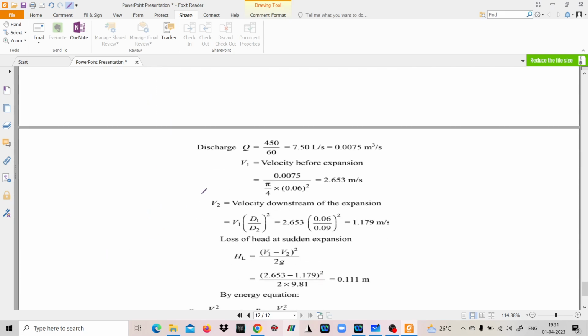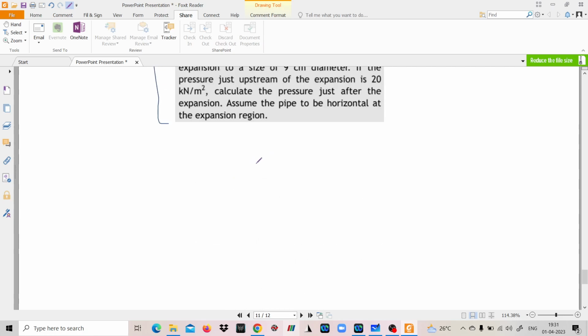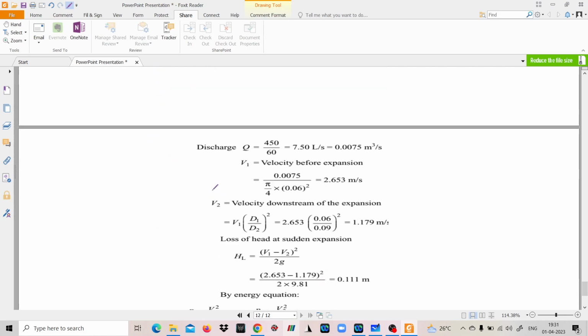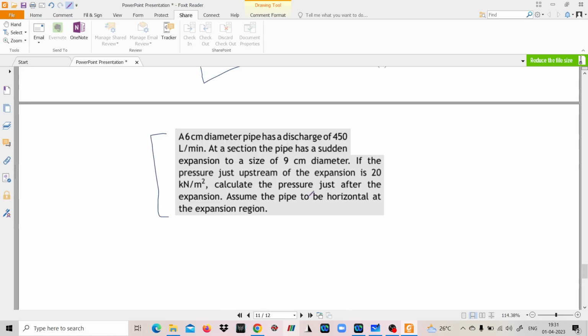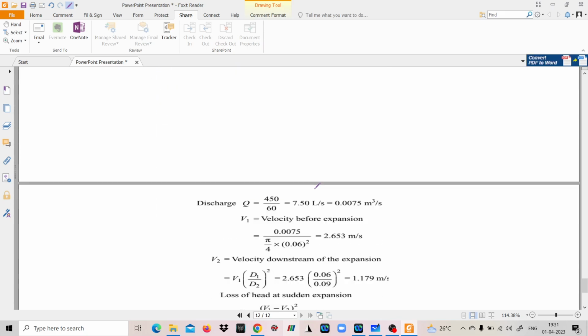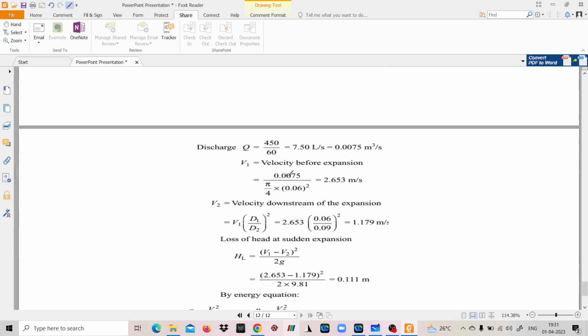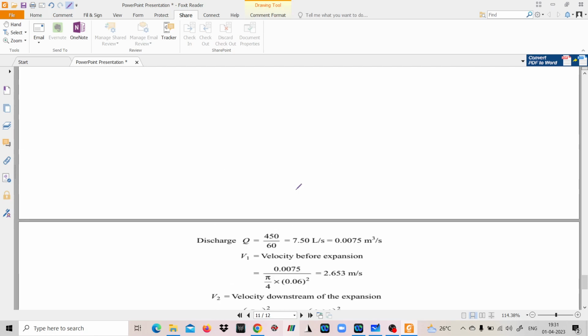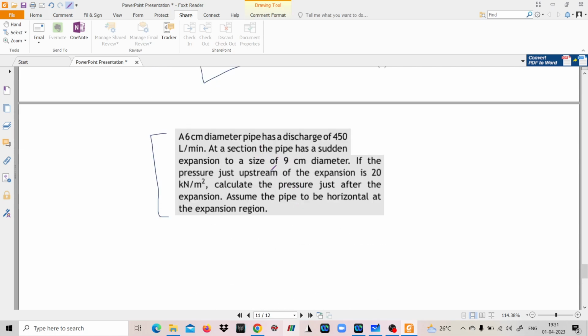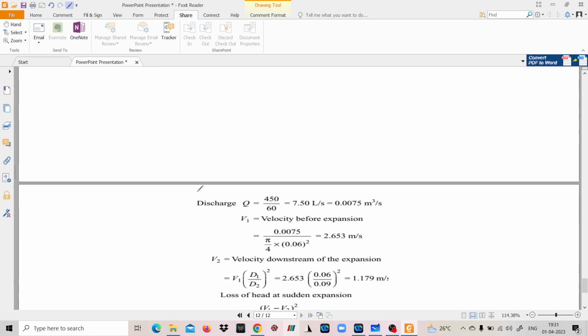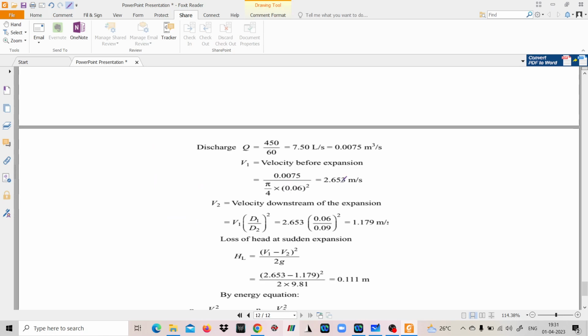Okay, let us look at the solution. Discharge is equal to 450 liters per minute. When converted to meter cube per second, it becomes 0.0075 meter cube per second. Velocity before the expansion is v1, so q by a1, where the diameter of the pipe before the expansion is 6 centimeter. So q by a1 is 2.653 meter per second.